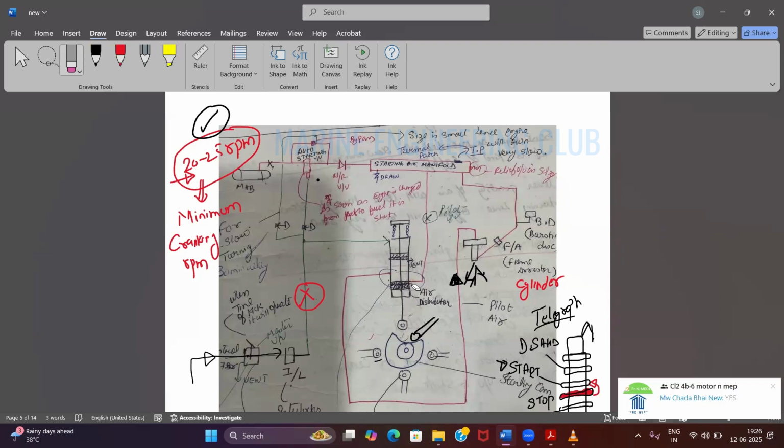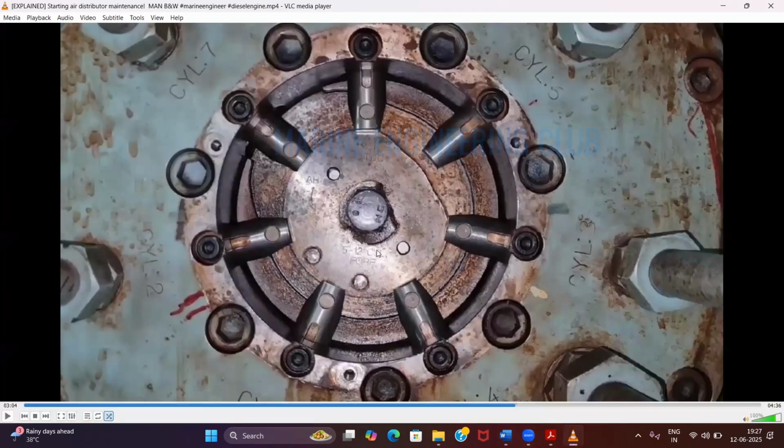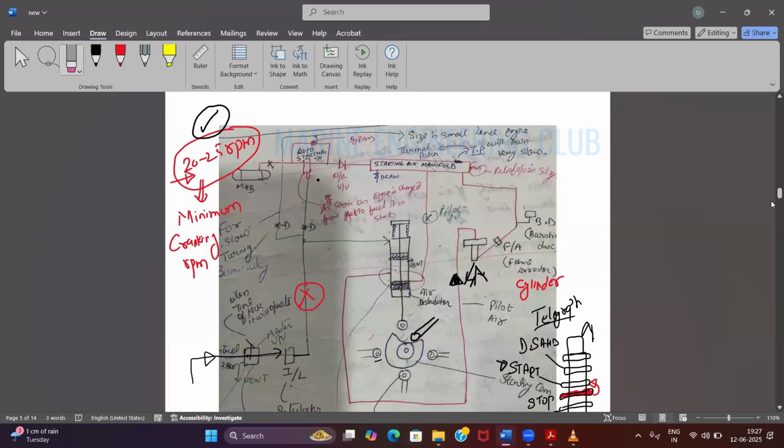So only by looking, if the main engine is not moving, how will we understand which cam is for ahead and which is for astern? It is written. See, can you see AH written over here? This is ahead. And in this one, it is rusted right now, but it is written as turn for that. Is it clear? Okay.